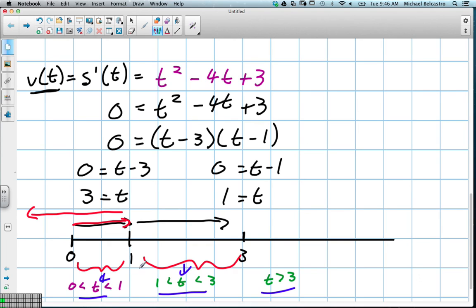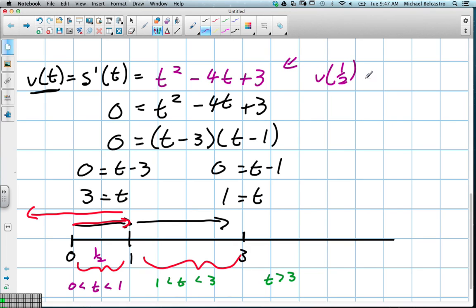in between these, and plug them into our velocity equation, or the derivative here. And this will tell us if something is moving in a positive direction or a negative direction. Okay? So first one, we'll take a value of a half. We'll plug it into here. So we're looking at a velocity when time is a half second is equal to a half squared minus 4 times 1/2 plus 3. We get a fourth minus 2 plus 3, which will give us 1 1/4.